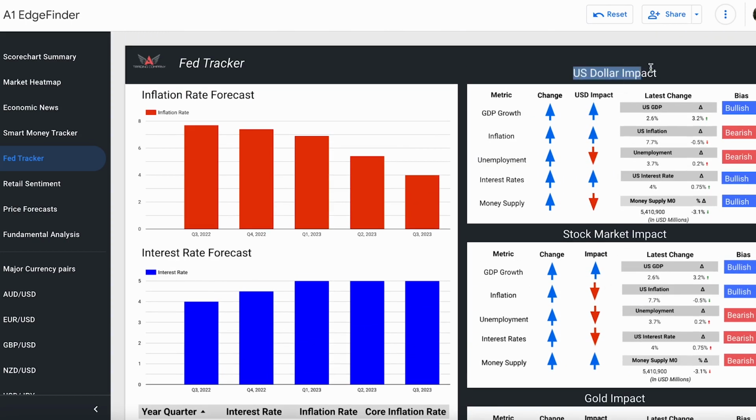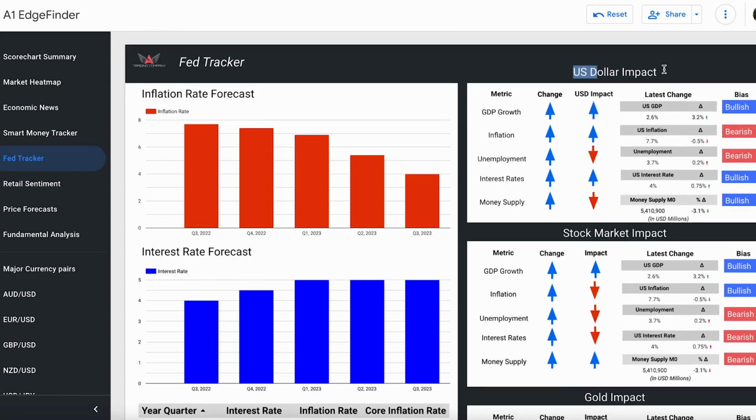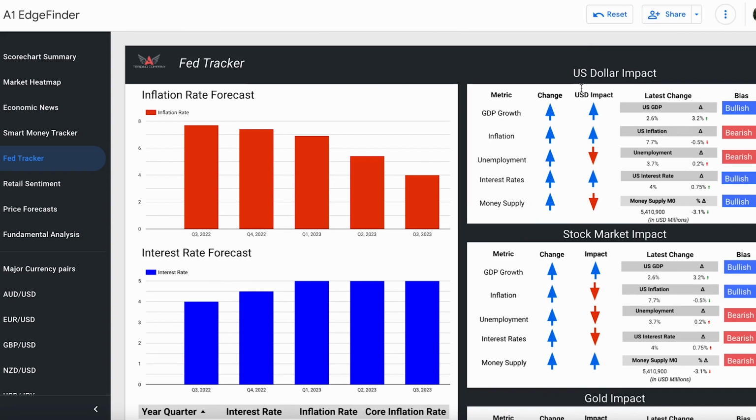Lastly, US dollar impact, stock market impact, and gold impact. This is a really cool feature, and these arrows make it super simple to understand how exactly these markets or currencies, or in this case, even commodity, we have currency, indice, and commodity here. How these different metrics affect the price and the strength of each of these items: the US dollar, the stock market, and gold. So, typically speaking, GDP growth is good for dollar strength.